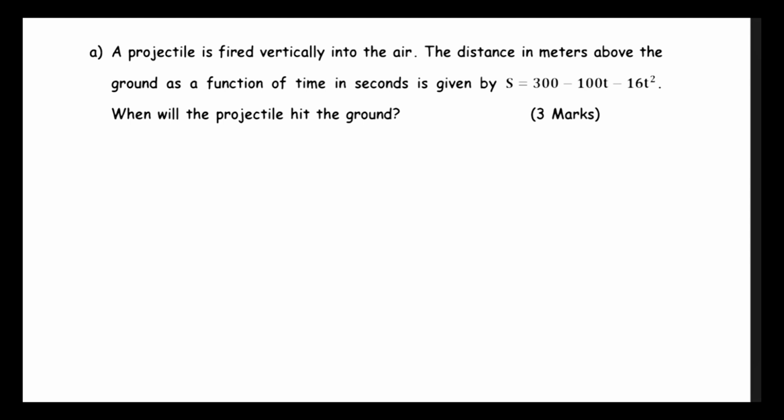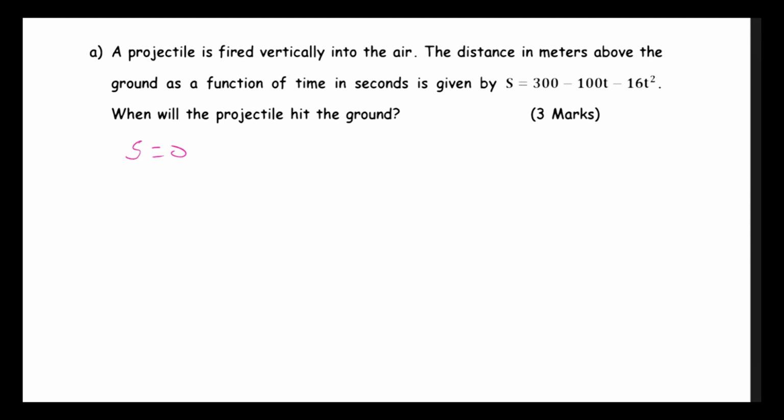When will the projectile hit the ground? That is the question that we have to solve. Now, remember, the projectile will only hit the ground when s is 0. So it will have come back to the ground. So it means the projectile hits the ground when s is equal to 0. So we equate this equation to 0.